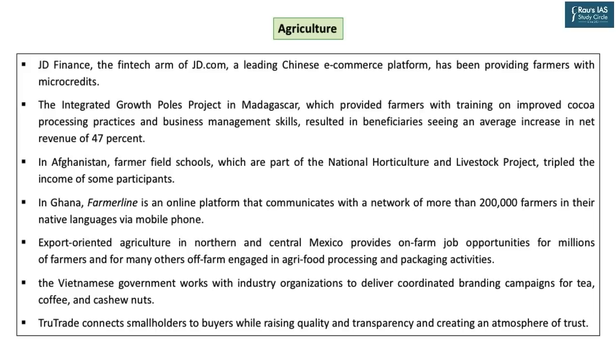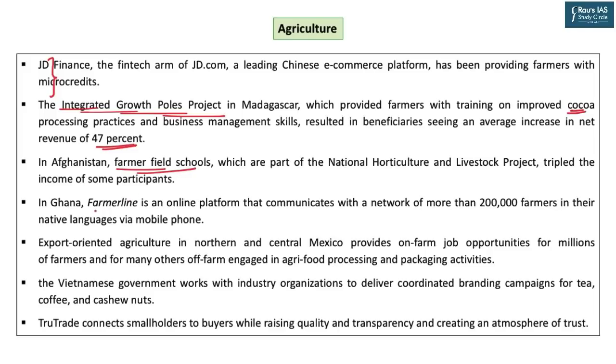JD Finance, the financial arm of JD.com, a leading Chinese e-commerce platform, has been providing farmers with microcredits. And this has improved the productivity of farmers in the rural regions of China. The Integrated Growth Poles project in Madagascar has provided farmers with training on improved cocoa processing and business management skills, and this has resulted in an average increase of 47% in the return of the beneficiaries. Similarly, in Afghanistan, there are farmer field schools, which are part of the National Horticulture and Livestock projects, and these schools have considerably improved the income of the participating farmers.